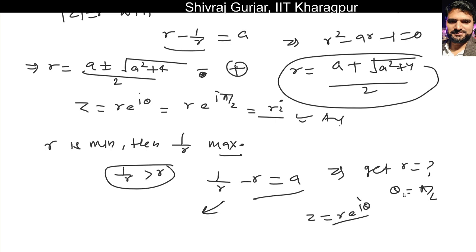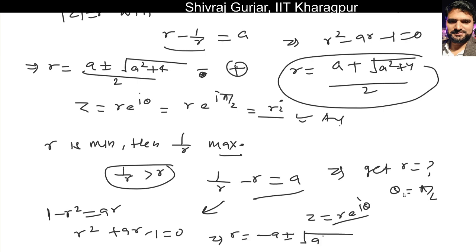How do we get r from here? Let us say 1 minus r square equals ar, so r square plus ar minus 1 equals 0. What is r? r equals minus a plus minus root of a square plus 4, upon 2. Obviously we cannot take minus, so we have to take plus, so this will be the value of r. So this is the answer of this question.